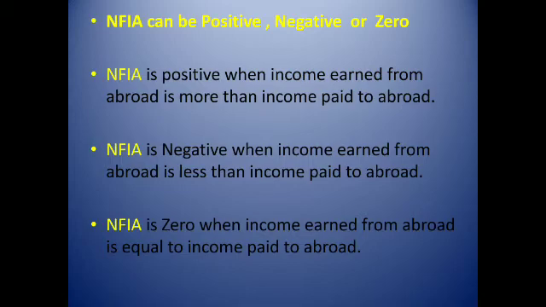Then NFIA is zero when income earned from abroad is equal to income paid to abroad. Here when the factor income received from abroad is equal to the factor income paid to abroad, both are equal, then we can say NFIA is zero. So one thing we understand, NFIA can be positive, it can be negative, it can be zero. And one thing is very important here, the formula will not change. It is always the factor income received from abroad minus factor income paid to abroad. It is not like you are taking the higher value in the front and the lesser value at the back. You will not change like that.